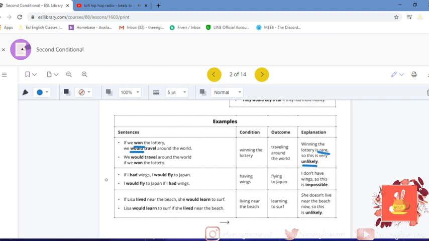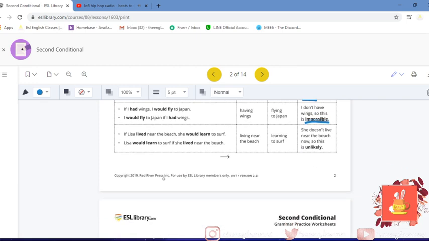So, if I had wings, I would fly to Japan. I would fly to Japan if I had wings. So the condition would be having wings. The outcome is flying to Japan, but this is impossible because humans cannot grow wings. So, if Lisa lived near the beach, she would learn to surf. Lisa would learn to surf if she lived near the beach.